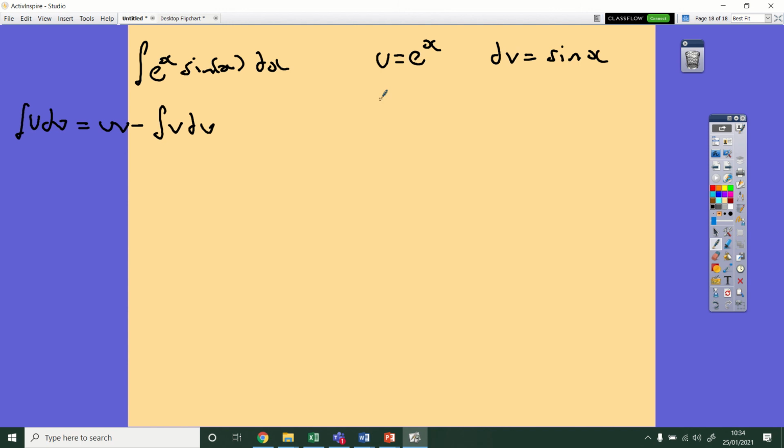Okay, differentiating this side gives me du equals e to the x dx. And integrating sine x gives me minus cos of x. Now, before I start, it's important that for this example in particular, I'm calling this integral I, for reasons that I'm going to explain when we get to it. So my integral I is now uv, which is minus cos x times e to the x, minus the integral of minus cos x times e to the x, which gives me a second minus sign in here.